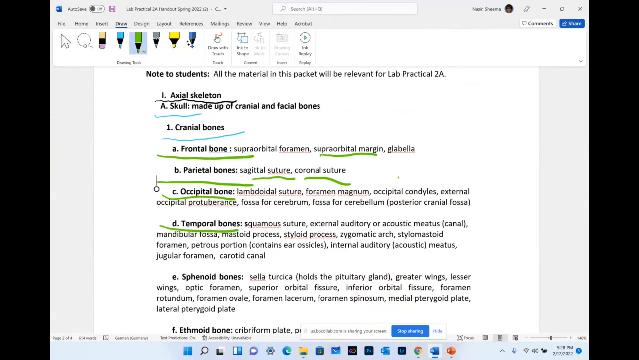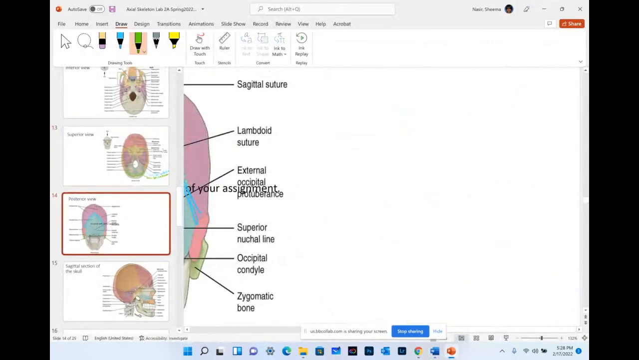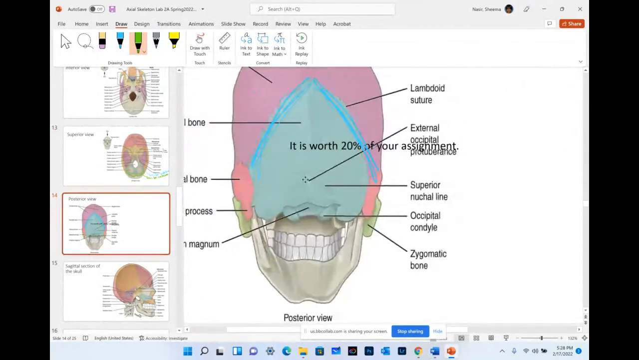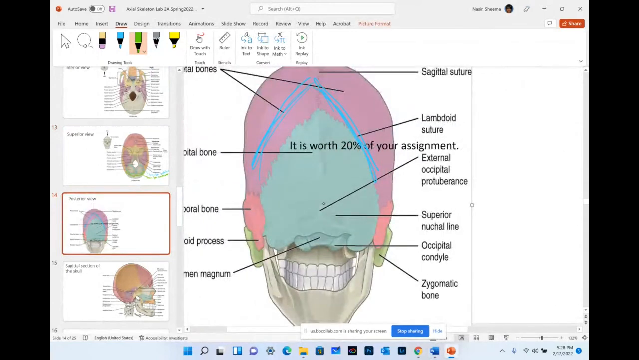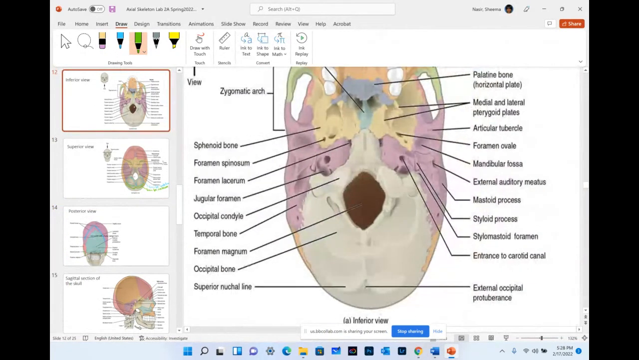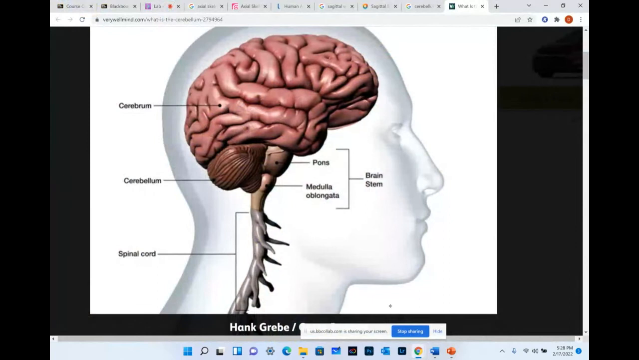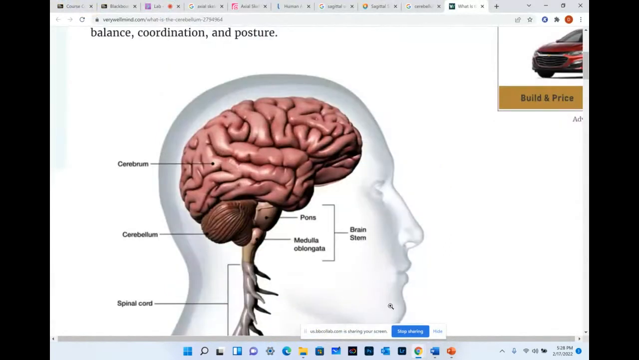The next thing is occipital condyles and external occipital protuberance. So on the back, you see this protuberance right here? This is external occipital protuberance. You can see it right here as well, external occipital protuberance. And this external occipital protuberance will be somewhere here. Okay, somewhere here you are going to see it.